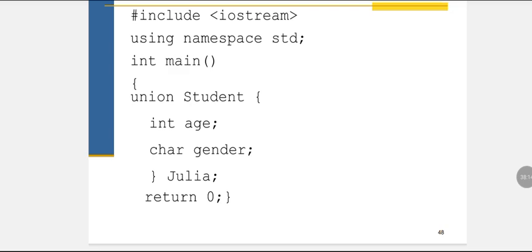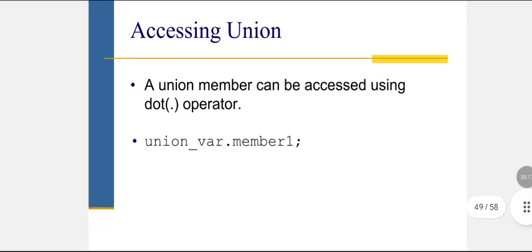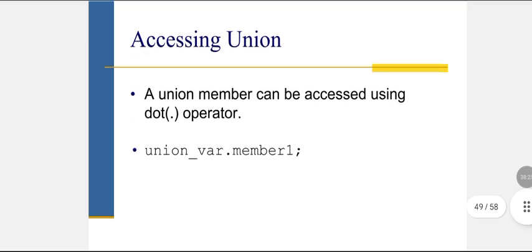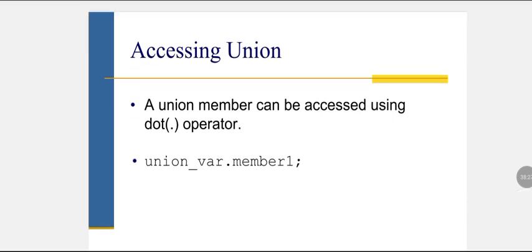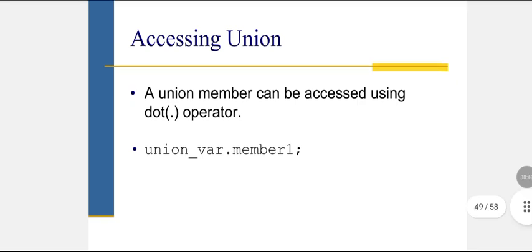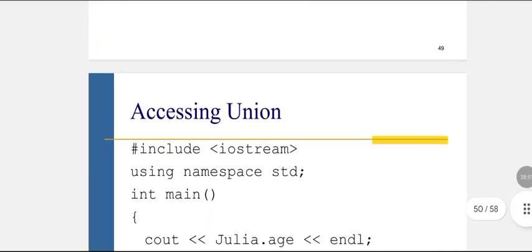Now we move on to accessing union. A union member can be accessed using the dot operator. The union is simply like the structure; how everything works with the structure, that's how the union is also used. So we are trying to access a member of the union using the dot operator. We have the union variable, then the dot, then the member. We put an example over here.